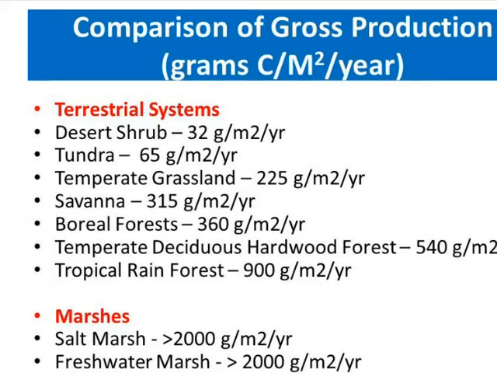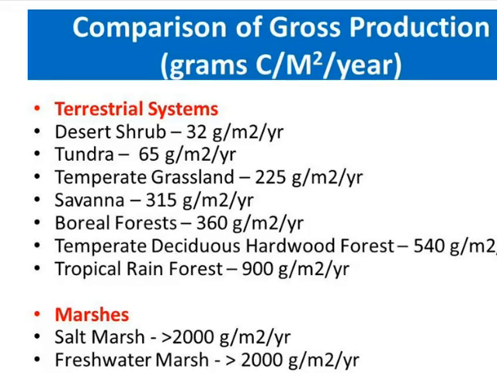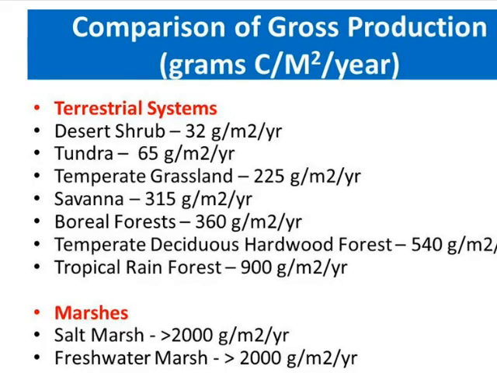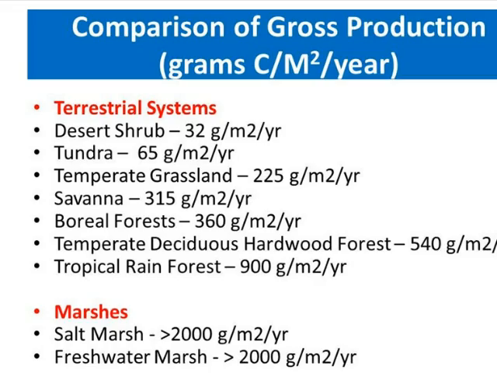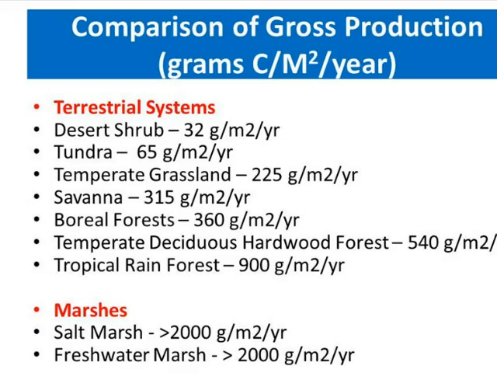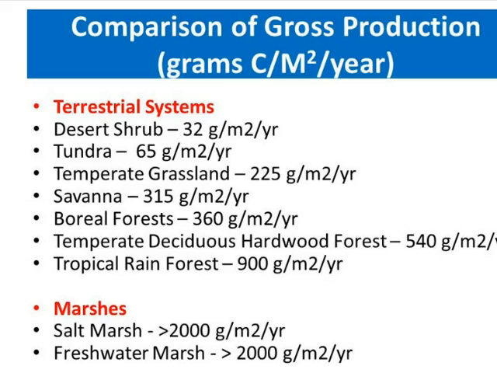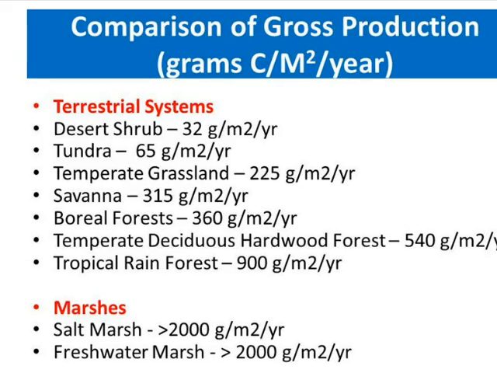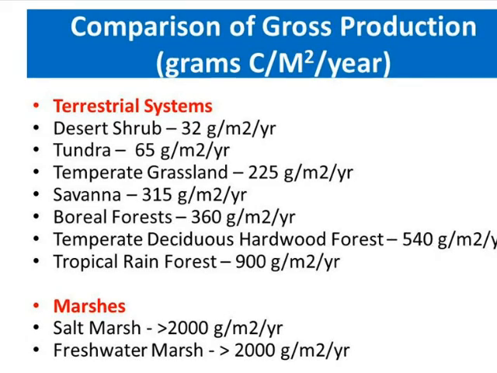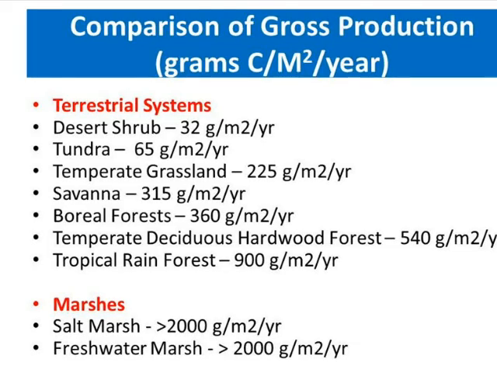Then our next most productive community are the Boreal TAIGA forest. Those produce about 360 grams of carbon per square meter per year. And then again, the limitation there is the type of vegetation, being conifers as opposed to hardwoods. They just don't produce as much carbon as a hardwood forest will. We see that in the next slide when you look at your temperate deciduous hardwood forest. Production goes up to 540 grams per square meter per year. And that's again a function of the types of leaves and the types of carbon that are available for exchange.